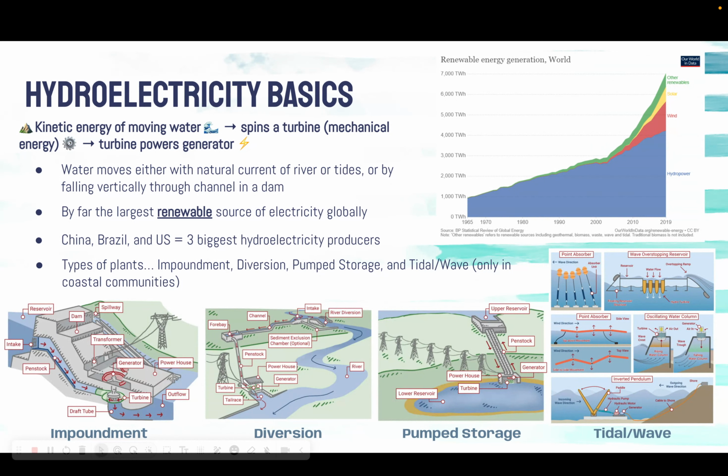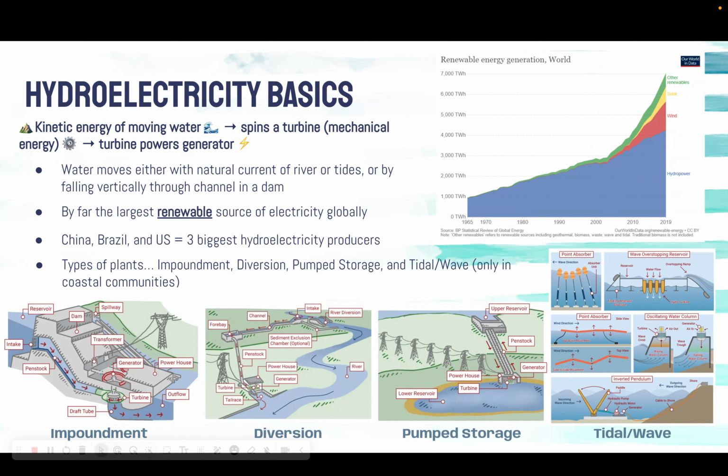With hydroelectricity, we're essentially using the kinetic energy of moving water. That kinetic energy, which is mechanical energy, is going to spin a turbine, which is also mechanical energy, which will then turn the electromagnet that is in the generator. And then the transformer can collect the electron flow and generate the electricity and ship it out to the electrical grid. So that's how we get electricity.